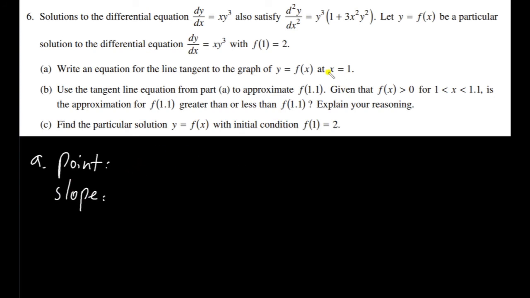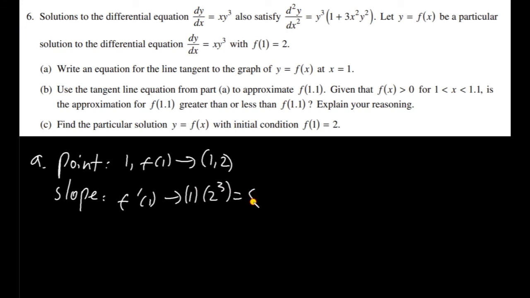Well, since we're at x equals 1, the point is going to be 1 comma f of 1. And the slope is going to be the slope at that point, which is f prime of 1. Okay, well, we know that f of 1 equals 2, so the point is 1 comma 2. Not that bad. And then for f prime of 1, we know that dy/dx equals xy cubed. That's the slope at a point, right? dy/dx, f prime of x, same thing. And we know that x equals 1, y equals 2, from a point. So we just plug x equals 1, y equals 2 into dy/dx, and we get that the slope is equal to 1 times 2 cubed, which is 8.